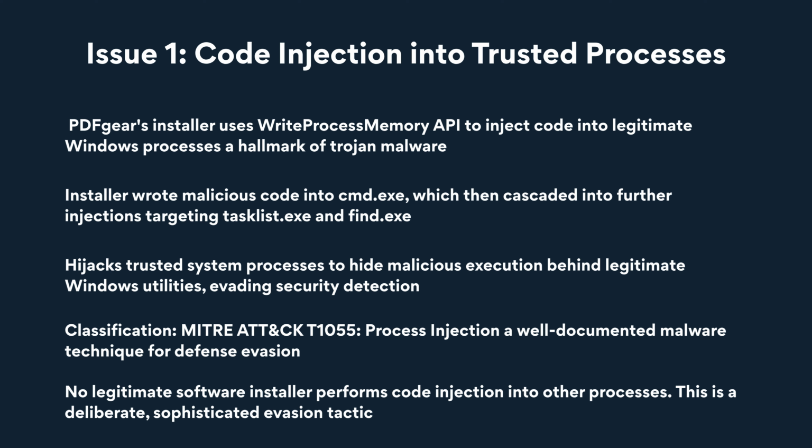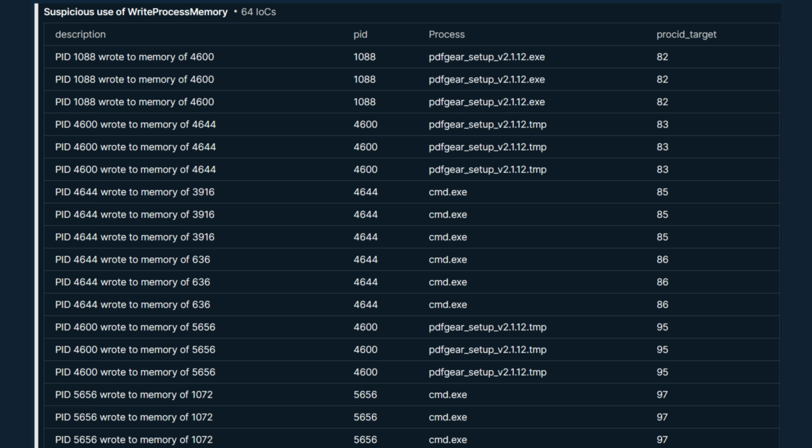Issue 1. Code injection into trusted processes. The Sandbox recorded a detailed chain of suspicious memory injections, explicitly flagging PDFgear's installer, process ID 1088, PDFgear setup, for suspicious use of WriteProcessMemory. The installer first writes into its own temporary execution file, PDFgear setup.temp, which then injects code into multiple instances of cmd.exe, process ID 4644, 5656, etc.